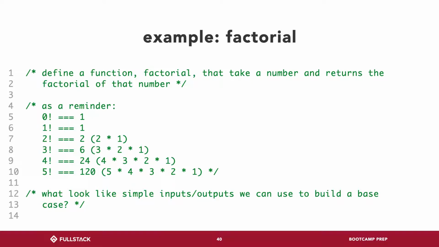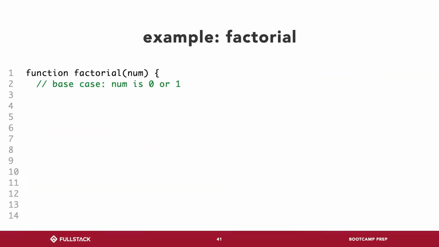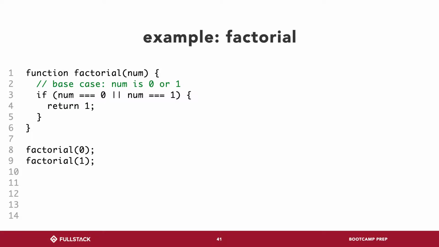So let's think, in our function, if we want to recursively call something, when the number that's being put into it is 0 or 1, the return value will always be 1. So that sounds like a pretty good base case, right? So function factorial num, base case num is 0 or 1. If num is equal to 0 or num is equal to 1, return 1. So if you do factorial of 0 and factorial of 1, you get 1 and you get 1, right? Cool.